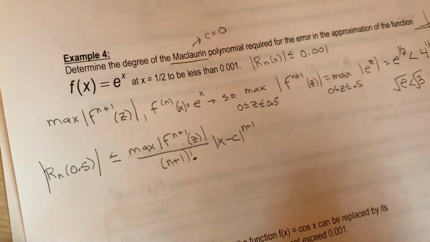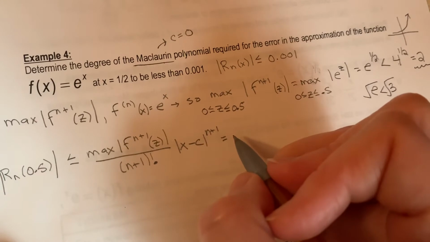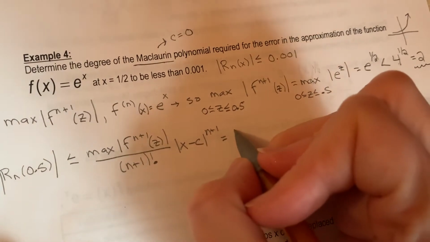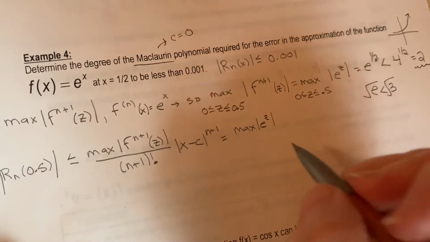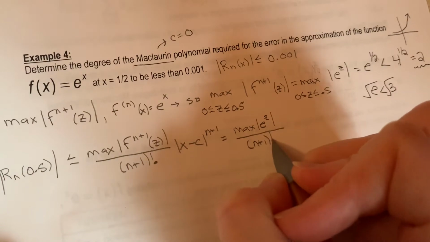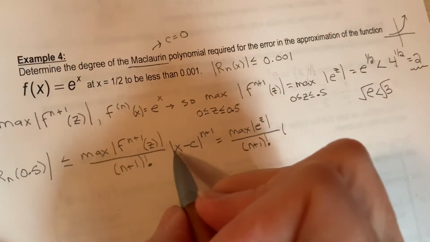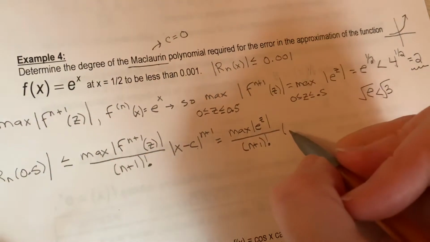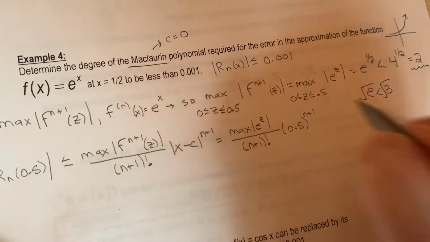And then I guess I'll just write the formula out here. x minus c to the n plus 1. I'm afraid I'm going to run out of room here. So all of this for our problem is the max of e to the z, all over (n+1) factorial. We don't know that, right? That's what we're trying to find, the degree. And x minus c is just going to be 0.5 to the n plus 1.